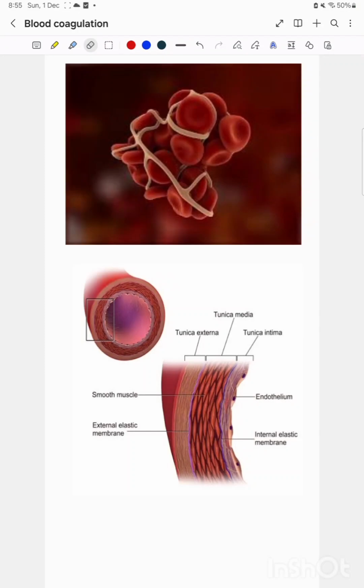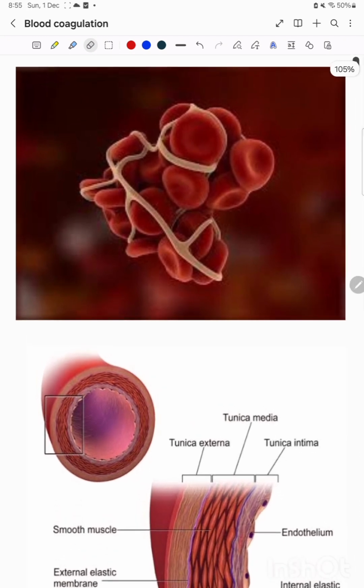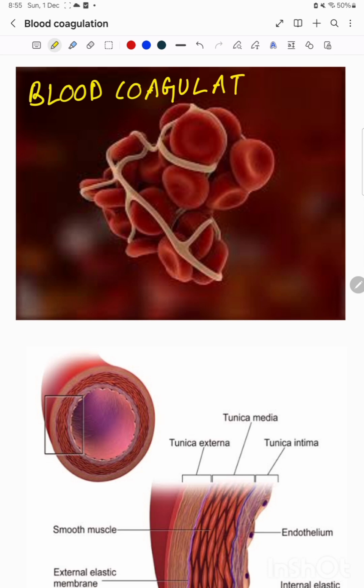Hello, good evening everyone. In today's class, I will discuss a very important topic, which is blood coagulation. We all know that blood coagulation is very important to prevent blood loss, right?